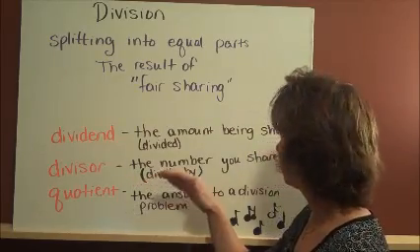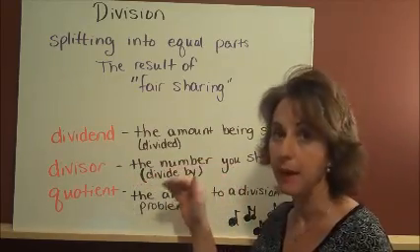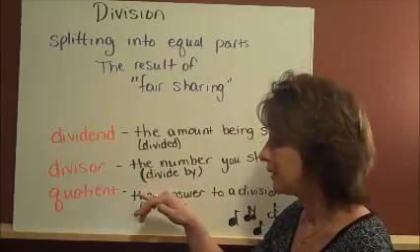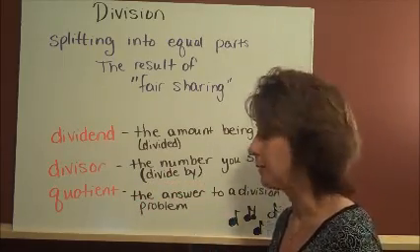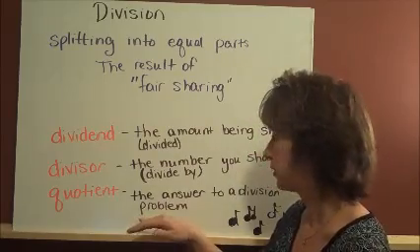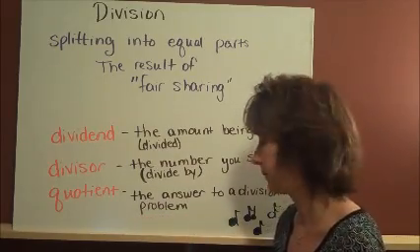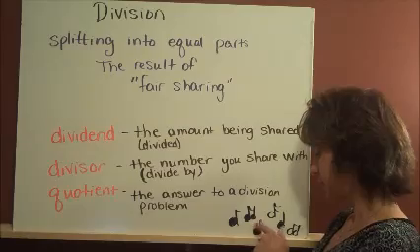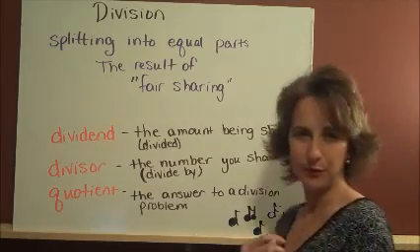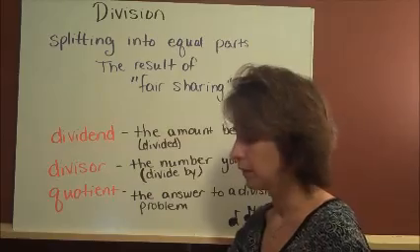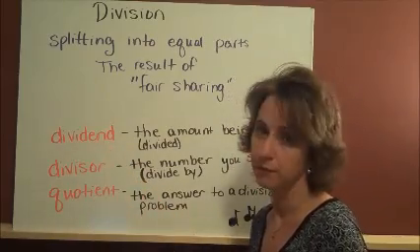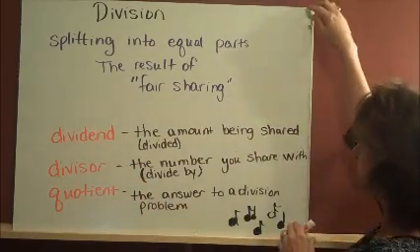The dividend, which is the amount being shared or the amount being divided. The divisor, which is the number that you share with or the number you divide by. And the quotient, which is the answer to the division problem. And if you see little musical notes here, that means Missy has a song for you. I'm going to save the song until you've learned the location of these division parts.